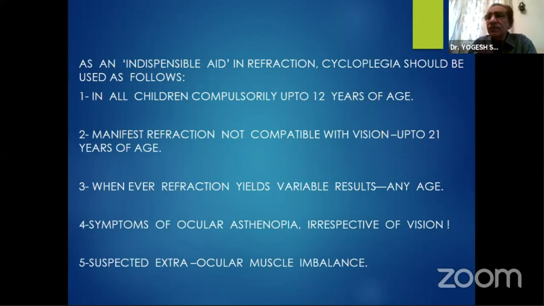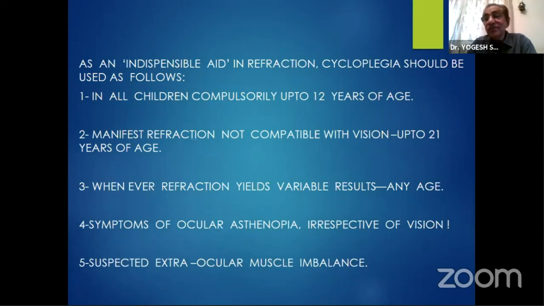I have done 2 theses with my postgraduates, and that paper has already been read in the last few AIOS conferences also. Patients coming with 6/6 vision, at least 30% of them, after doing a cycloplegic refraction have manifested with hyperopia or hyperopic astigmatism, and that was the reason for ocular asthenopia.